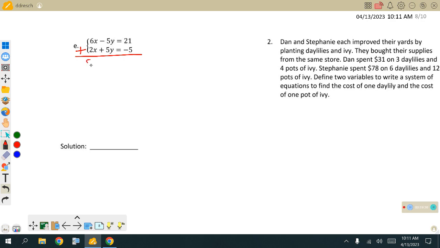8x equals, and then boom, we're done with x, aren't we? X equals, yep. Don't forget about opposite coefficients. We didn't have to do anything there. Go back and find me the y, top one or bottom one. 2 times 2 plus 5y equals negative 5. That is a 4.